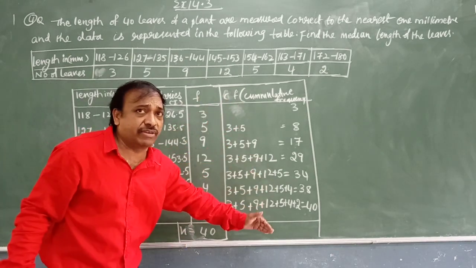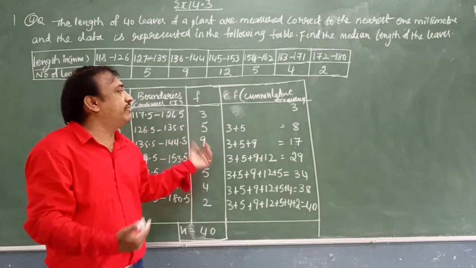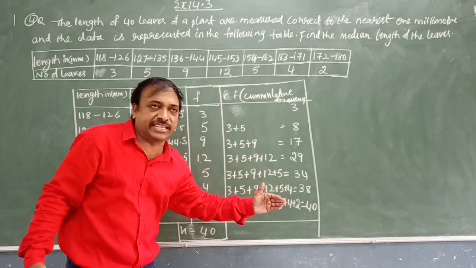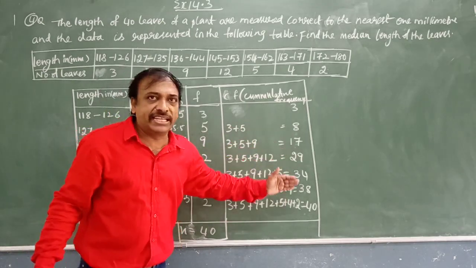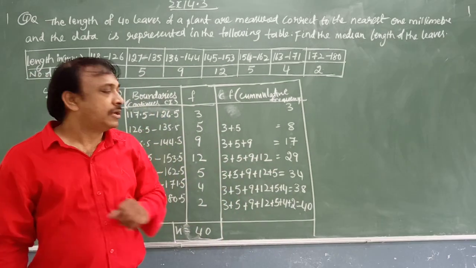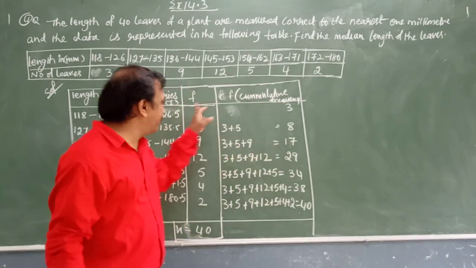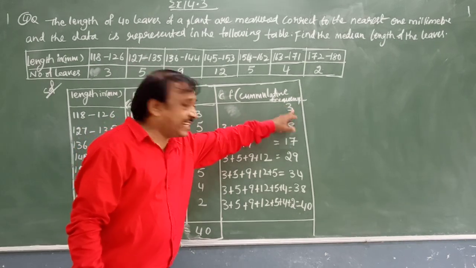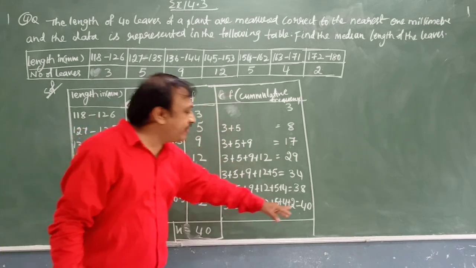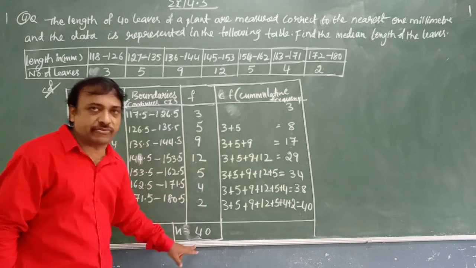How to obtain cumulative frequencies? First one we write as it is, then the succeeding frequency we add to this, and to that result the next frequency, until we get the last column. So first we write the same frequency 3, then to 3 the succeeding frequency we add. This total 40 is equal to the total frequency.